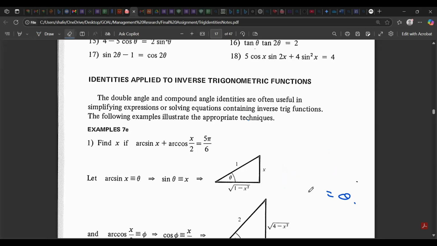So let's do an example or two, right? There are lots of them. I just awaken your mind to some of the things out there, you know? So here they say, find x if arc sine x plus arc cos x over 2 equals 5 pi over 6.